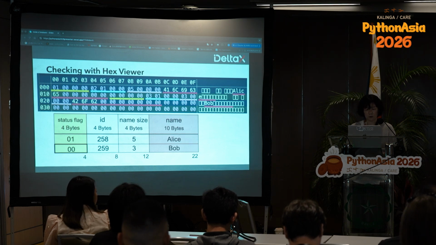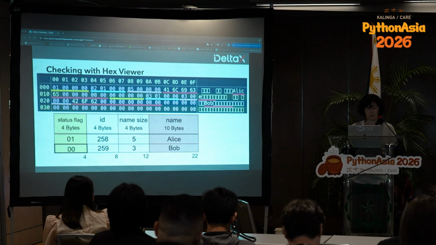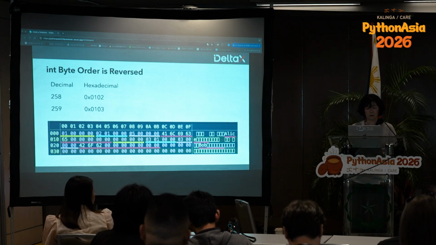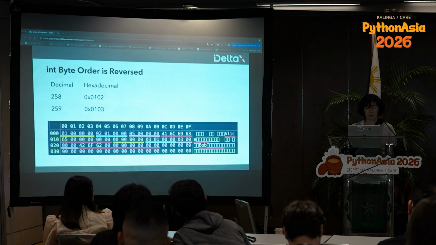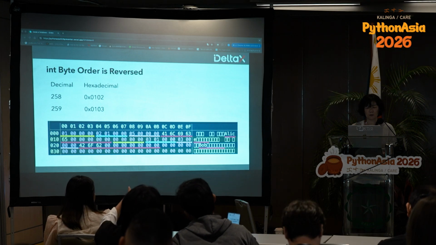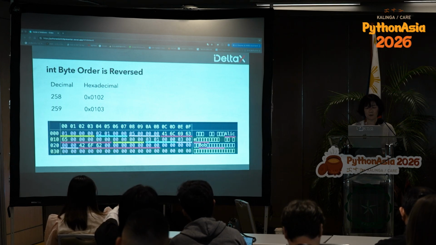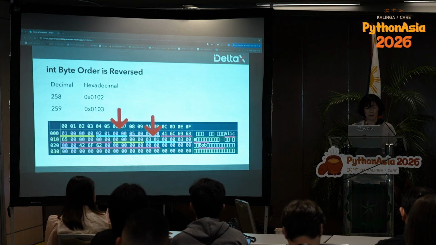Now, pay attention to how the int data is arranged. Doesn't it look different from what you'd expect? Here's the conversion. 258 in decimal is 0102 in hexadecimal. 259 in decimal is 0103 in hexadecimal. But in the binary file, the bytes are stored in reverse order.